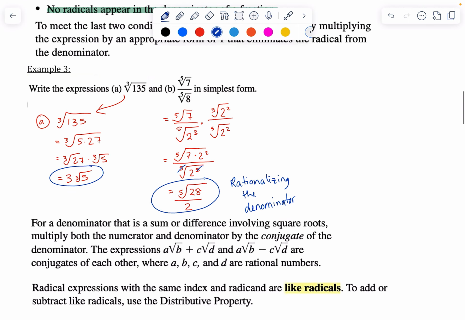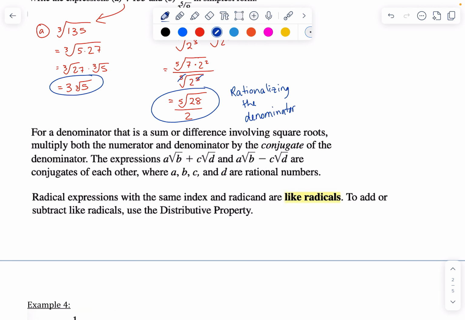All right, moving on. For a denominator that is a sum or difference involving square roots, multiply both the numerator and denominator by the conjugate of the denominator. The expressions a root b plus c root d and a root b minus c root d are conjugates of each other. Okay? Conjugates are kind of, you could think of it as like opposites of each other.